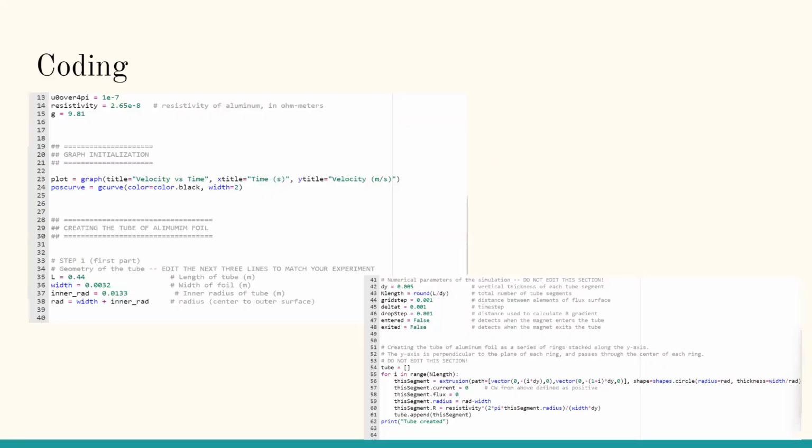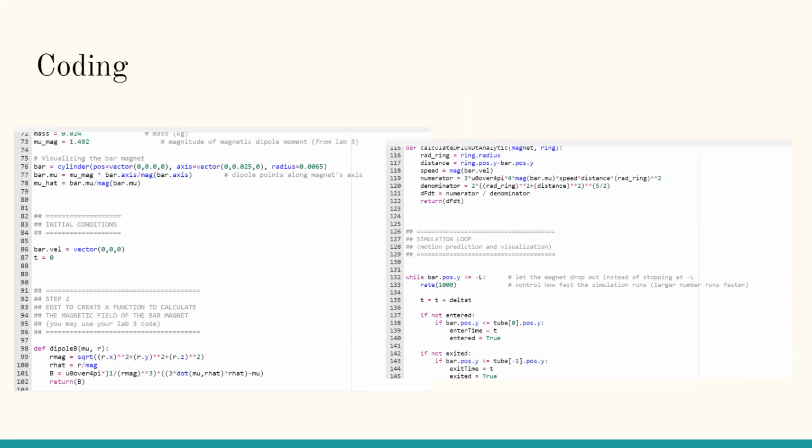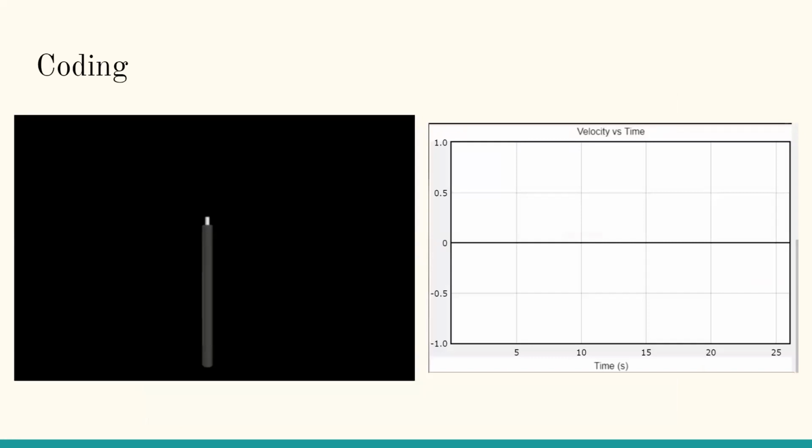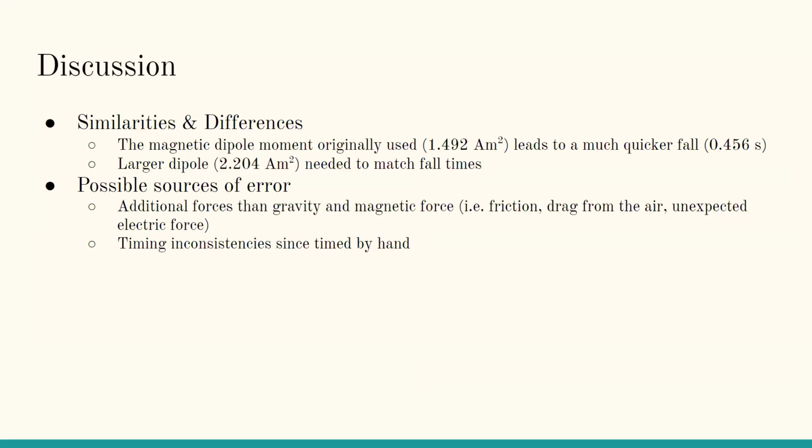So here we can see our coding. This has different values plugged in to make the code accurate to this experiment, as well as creating some equations. So here's some more code, a lot of lines. And after 195 lines of code, we plotted a curve showing the velocity versus time. And these are the results. On the left, you see the tube, which models how the magnet goes through it. And then on the right is a velocity versus time graph, which just has a horizontal line. So I think something with the plot got messed up, which we'll discuss in a moment.